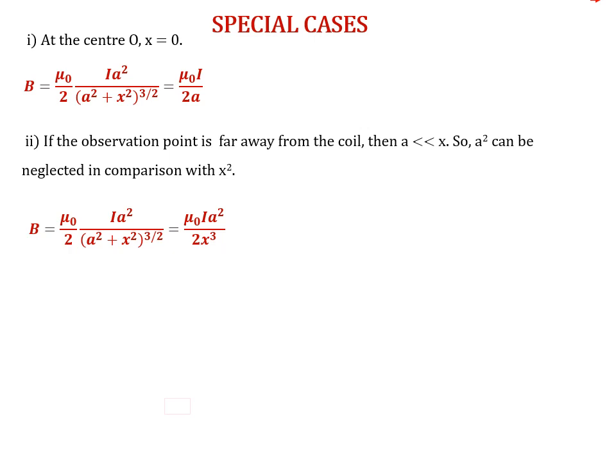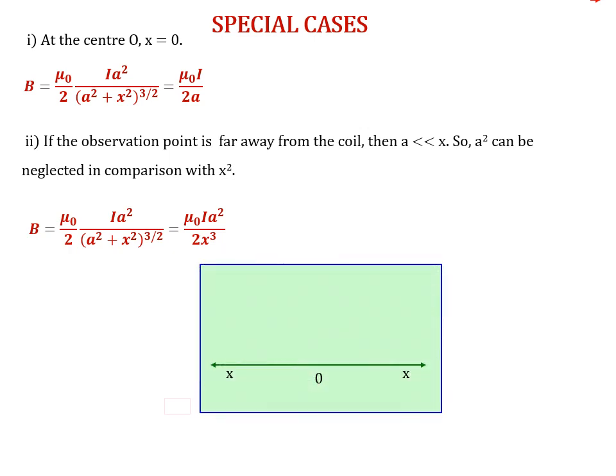We will represent the result graphically. Here O represents the center of the loop and we take points on either side of the loop. The magnetic field is taken along the y-axis. If we move from one side of the loop to another, we will see the magnetic field first increases, becomes maximum at the center and then decreases on the other side. So, the field decreases as you move away from the center of the loop.